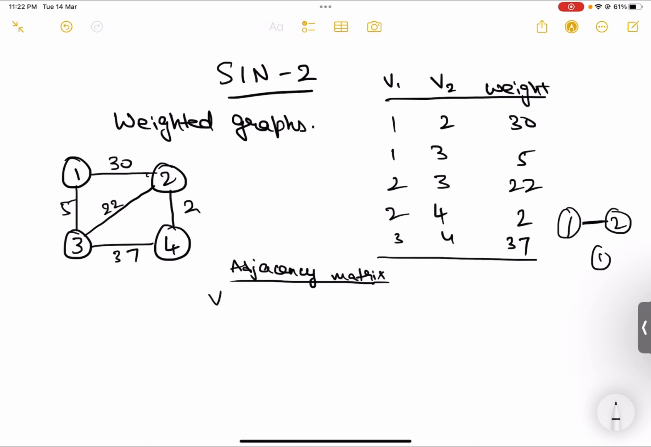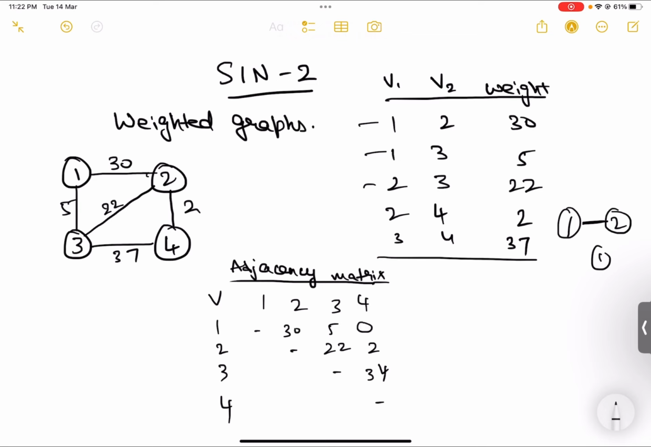Let's say V, and we have 1, 2, 3, 4 along the rows and 1, 2, 3, 4 along the columns. Because this is an undirected graph, we put hyphens on the diagonal, which means that there's no value there. 1 to 2 is 30. If there was no edge between 1 and 2, we would have written 0. 1 to 3 is 5. 2 to 3 is 22. 2 to 4 is 2. 3 to 4 is 37, and the rest are all zeros.